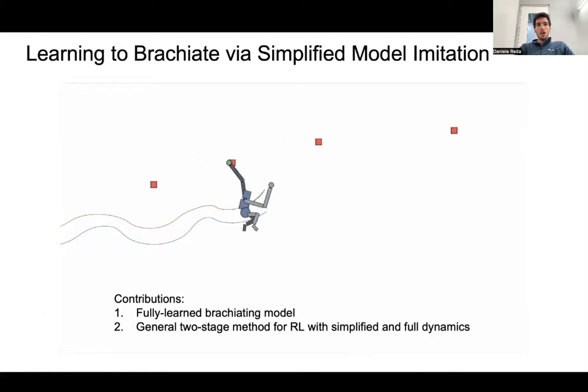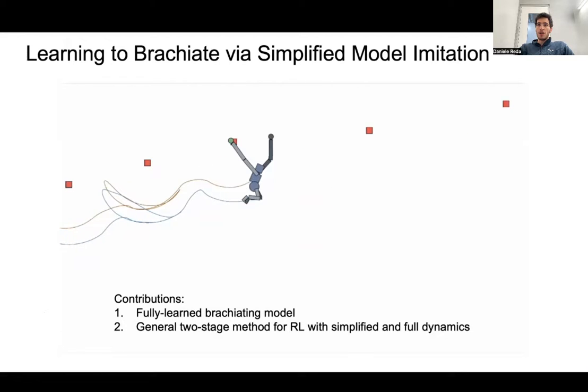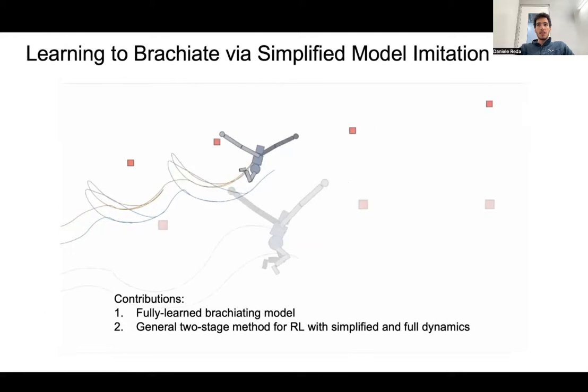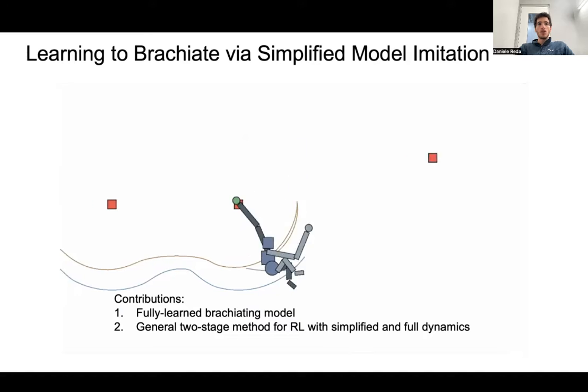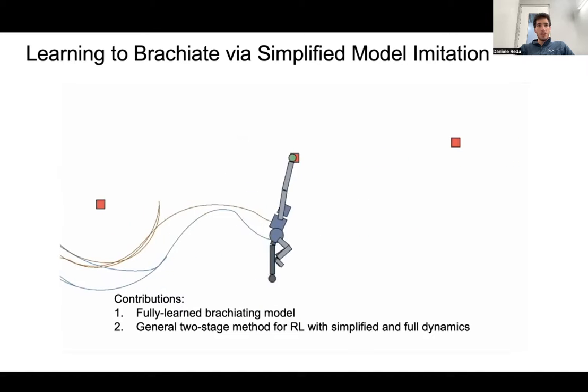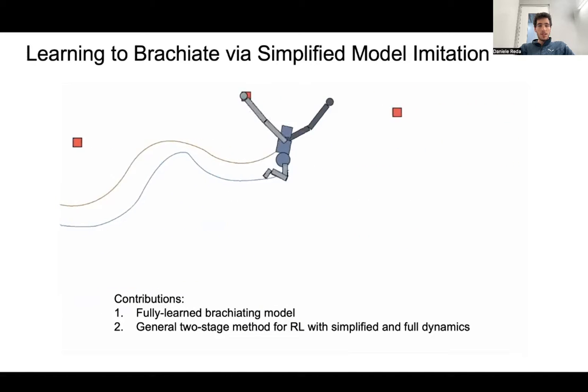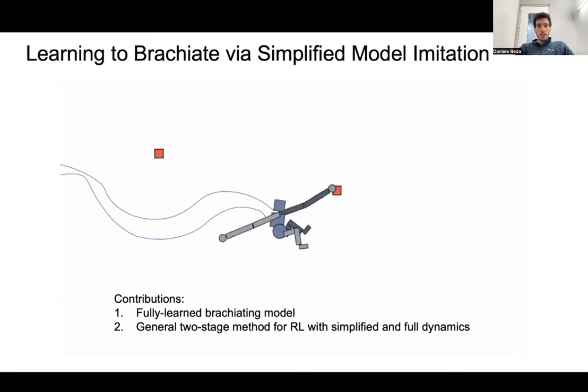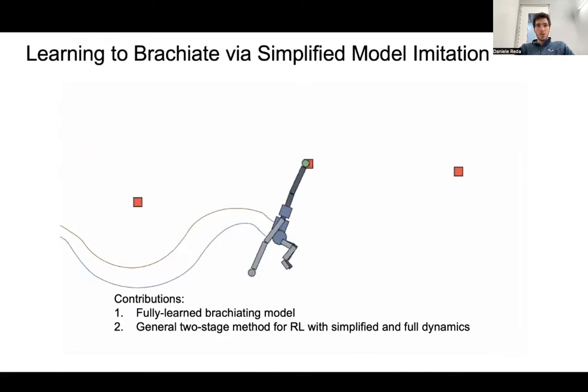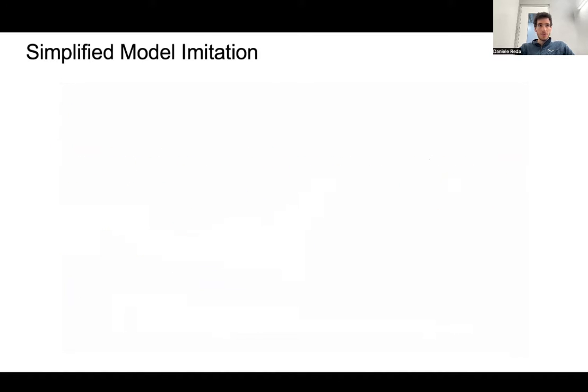To solve this problem, we introduce a general two-stage method for leveraging simplified physical models for reinforcement learning to learn complex behaviors efficiently in a full model. This method is easy to learn, easy to understand, and easy to reproduce. Let's see how this method works.